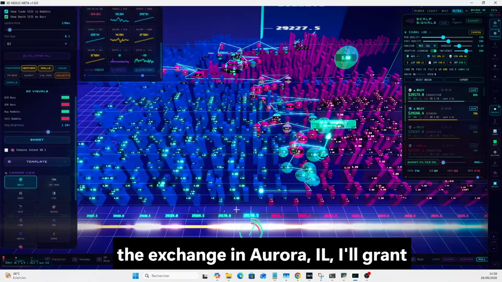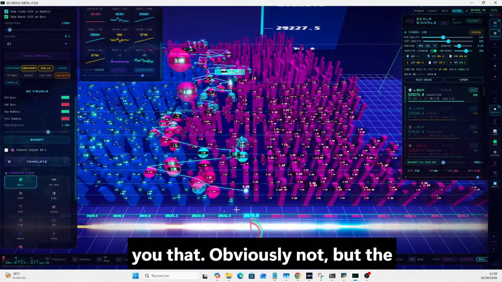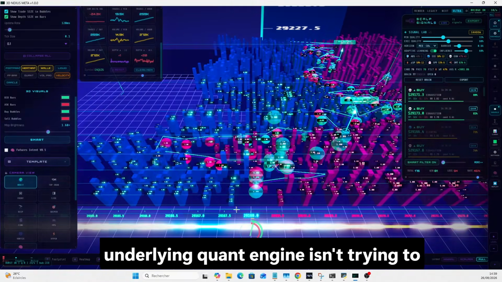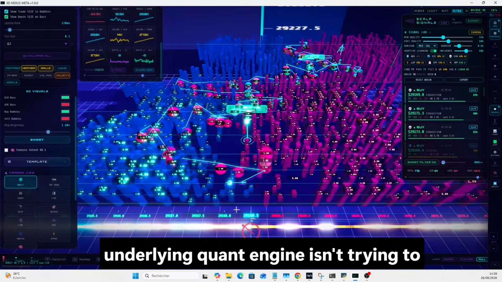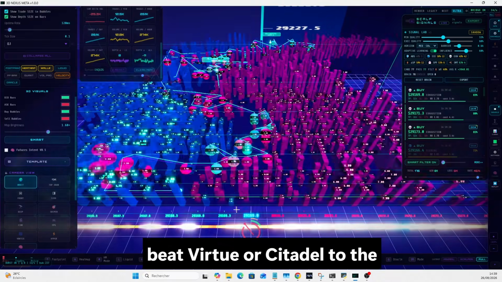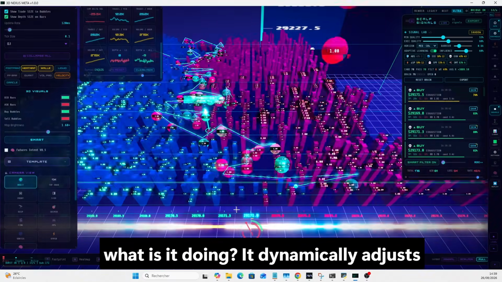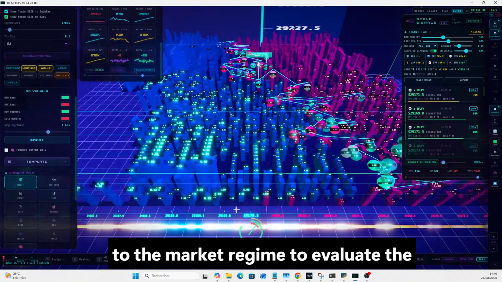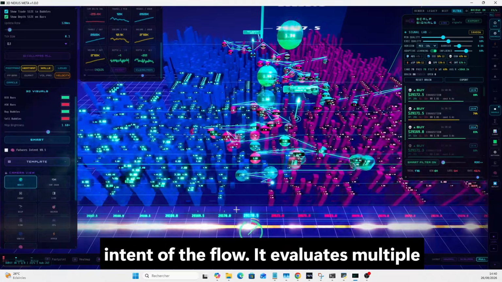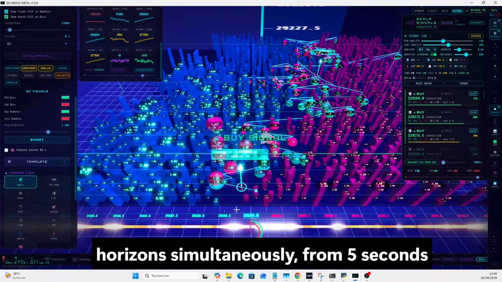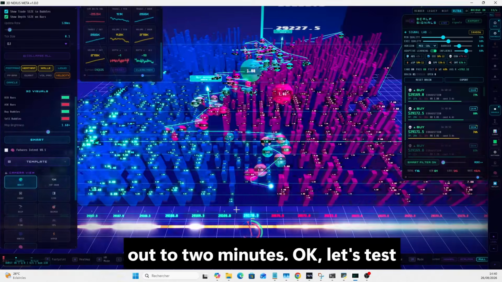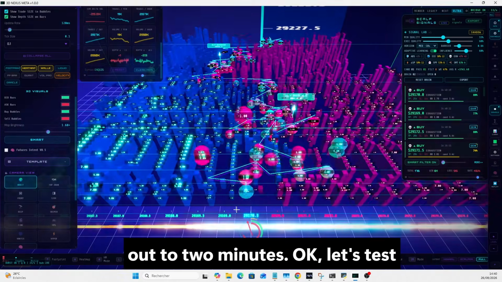Well, it's not co-location at the exchange in Aurora, Illinois. I'll grant you that. Obviously not. But the underlying quant engine isn't trying to beat Virtu or Citadel to the microsecond. That's a misconception. Then what is it doing? It dynamically adjusts to the market regime to evaluate the intent of the flow. It evaluates multiple horizons simultaneously, from 5 seconds out to 2 minutes.